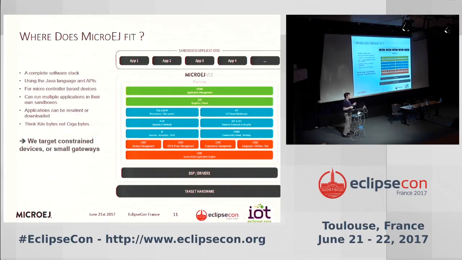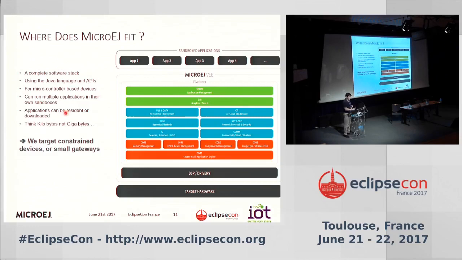So where does MicroEJ fit in this? MicroEJ is a complete Java stack, a complete software stack, that is running a Java execution engine for applications written in Java to be executed on microcontrollers. So I'm not talking about running Java on the PC or running Java on a Raspberry Pi. I'm really talking about running Java applications on devices that have less than a megabyte of RAM, that can have 128K of RAM, for example.